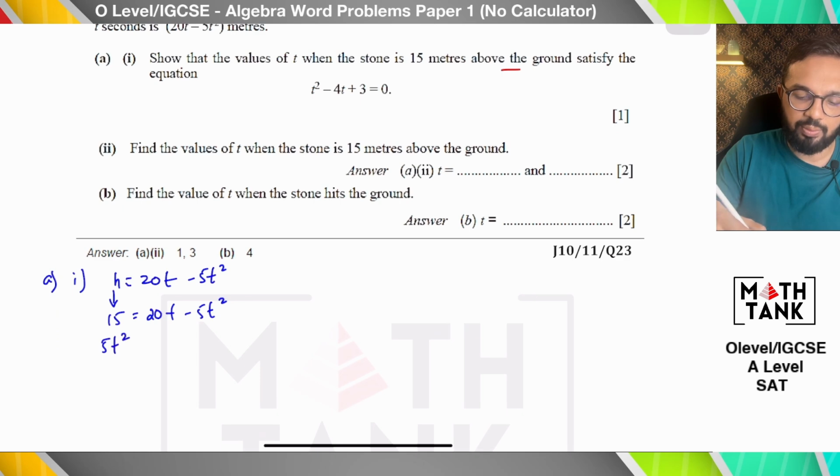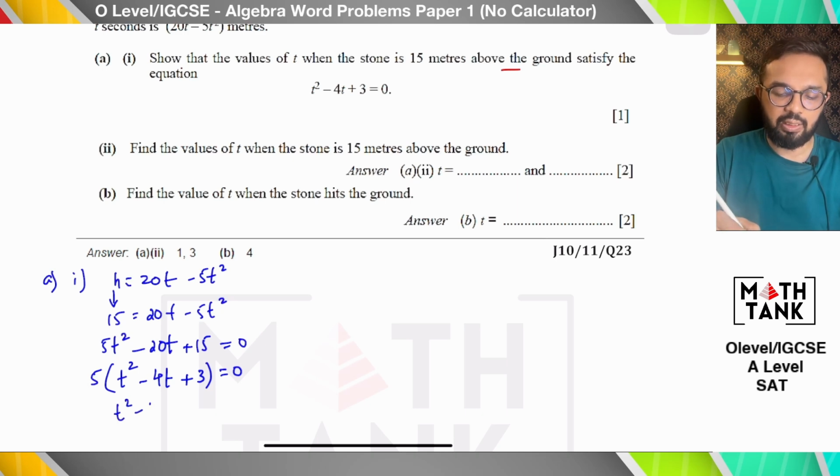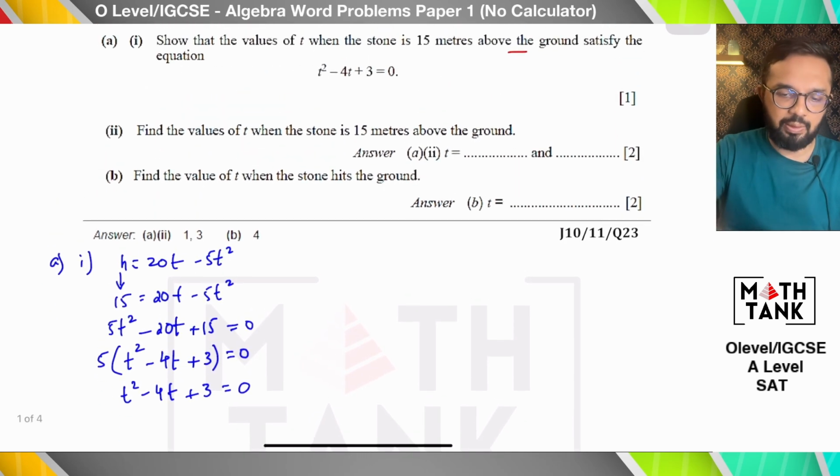So let's bring everything to one side. I see that I have 5 common in the terms. So 5 common means t square minus 4t plus 3. 5 goes to the other side and gets divided, and that makes it 0 divided by 5 equals 0. So I'm just going to remove that. And I have the expression in front of me.